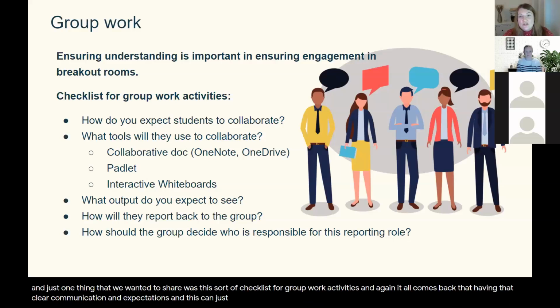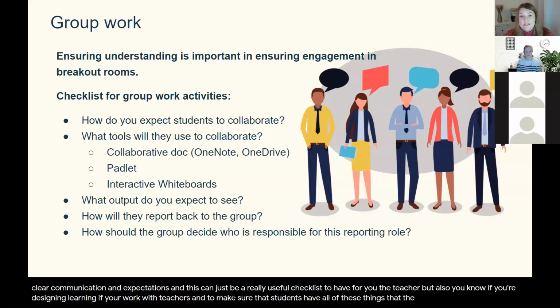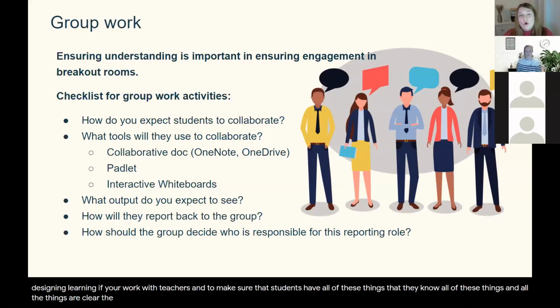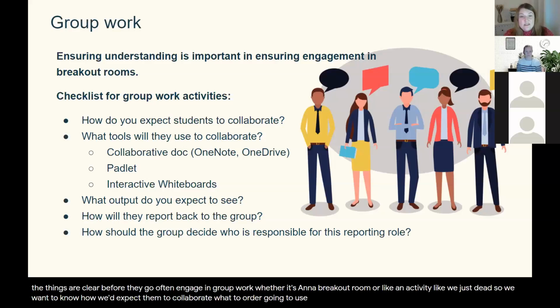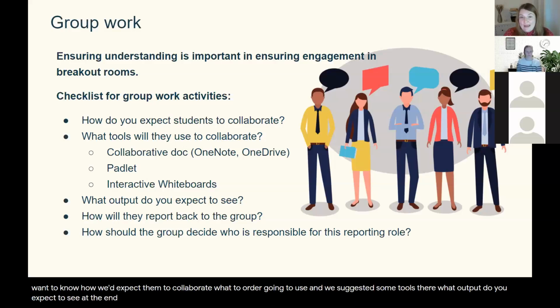And this can just be a really useful checklist to have for you as a teacher, but also, if you're designing learning, if you're working with teachers, to make sure that students have all of these things, if they know all of these things and all of these things are clear before they go off and engage in group work, whether it's in a breakout room or an activity like we just did. So they want to know how we'd expect them to collaborate, what tool they're going to use, and we've suggested some tools there. What output do you expect to see at the end? How will they report back if there's a reporting back element, and how would they decide who is going to report back? If it's small groups, for example, what are ways that they might decide who's going to report back?